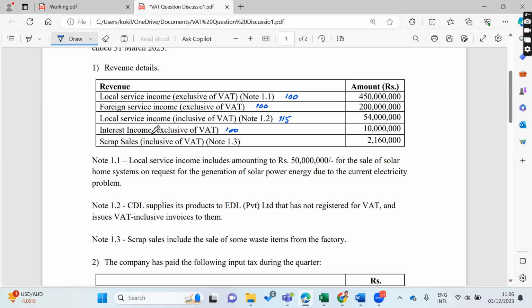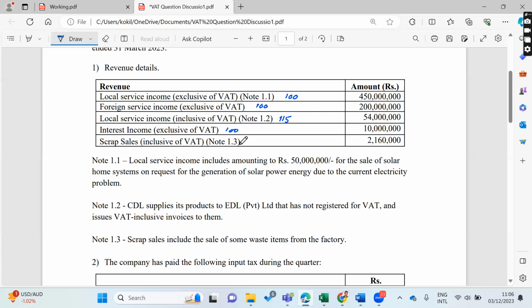It is also given to add some complication. Then you will realize interest income will not be subject to VAT. It is not a taxable activity; it comes under passive income, which is not a taxable activity of the company.